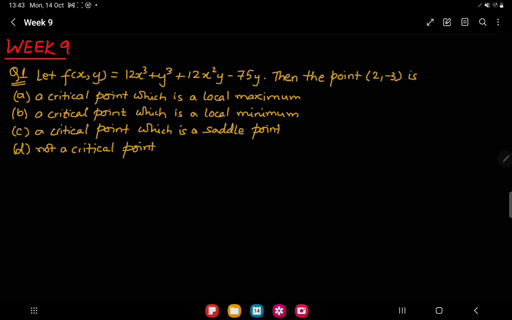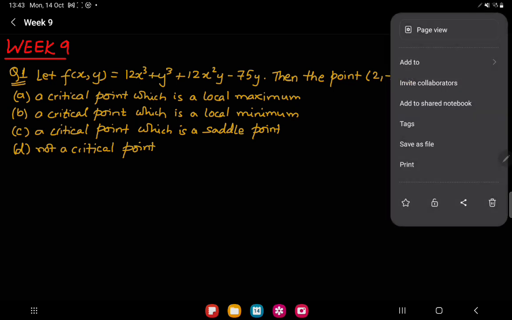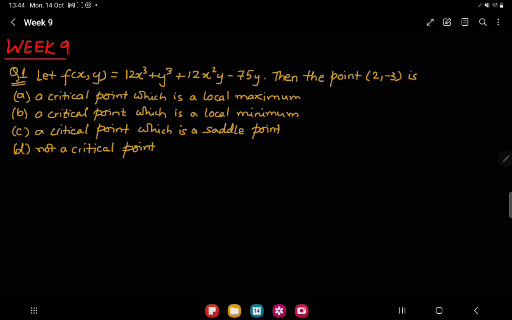So the first question: let f(x, y) equal 12x cubed plus y cubed plus 12x squared y minus 75y. Then we need to find whether the point (2, -3) is a critical point which is a local maximum, or a critical point which is a local minimum, or a critical point which is a saddle point, or it is not a critical point. As always, I will launch the poll, and please select the option in the Zoom poll. Take a few minutes to solve.